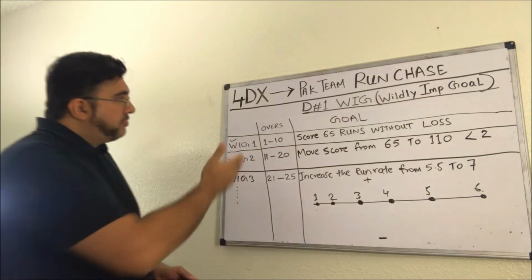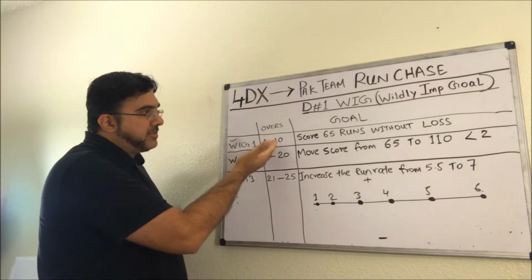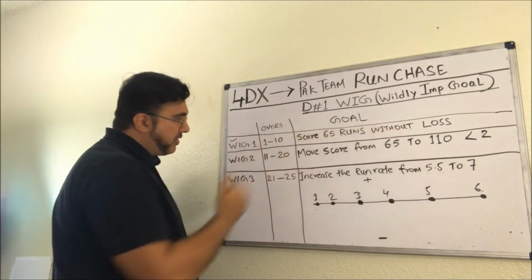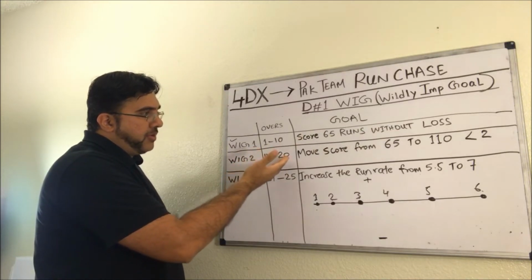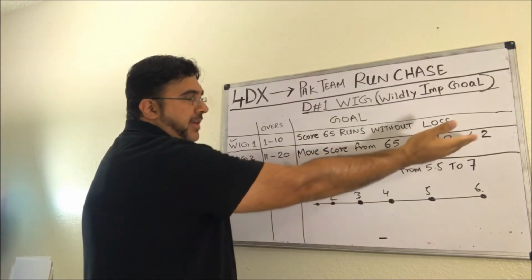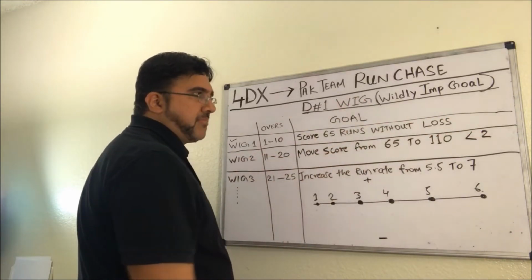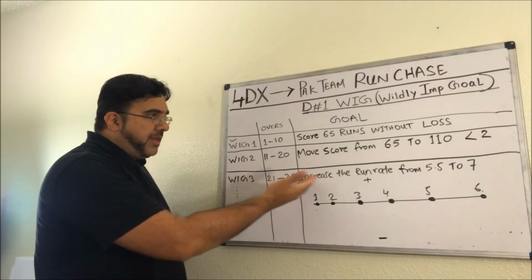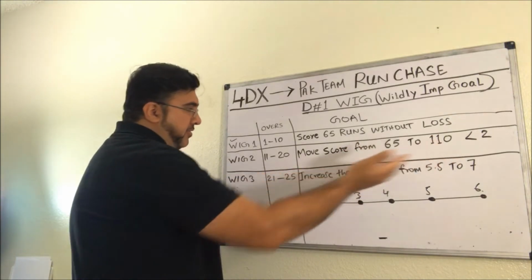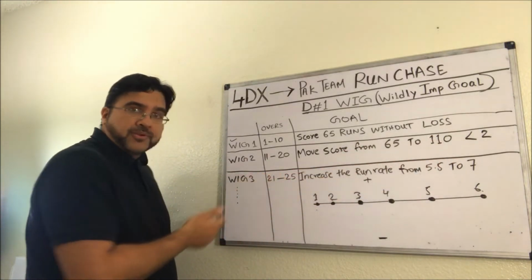So for example, WIG 1 could be in the first 10 overs score 65 runs without loss, and WIG 2, from over 11 to over 20, move the score from 65 to 110 and lose fewer than 2 wickets, right? And WIG 3 could be to increase the run rate from 5.5 to 7 in the next 5 overs.